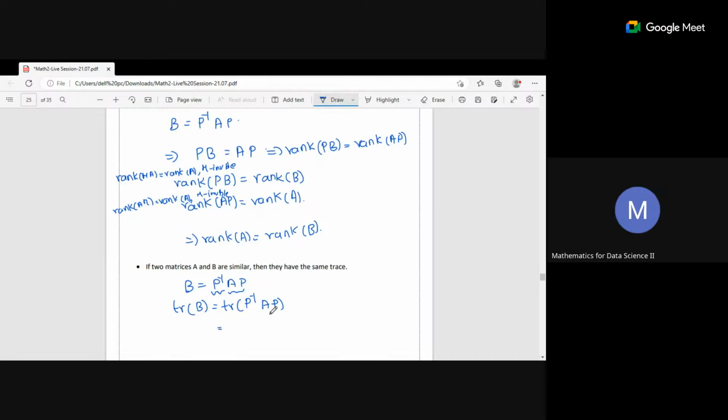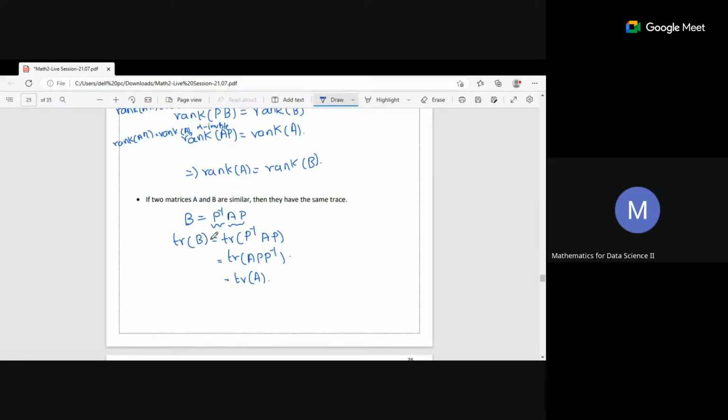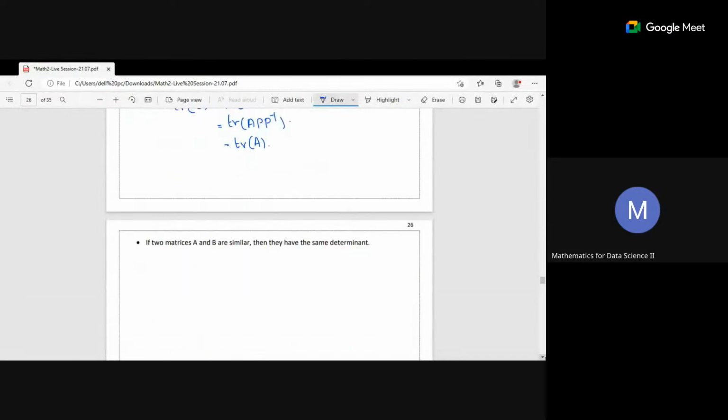So when I'm considering this matrix as one matrix, what happens? Trace of P inverse AP is the trace of AP P inverse, right? So what is then P P inverse? It's identity, so we get A. Is it fine? How did I do this? Do you all understand? Yes. So you get trace of B is equal to trace of A. What is trace? Again, the sum of the diagonal entries. So for similar matrices, the sums of the diagonal entries are equal.